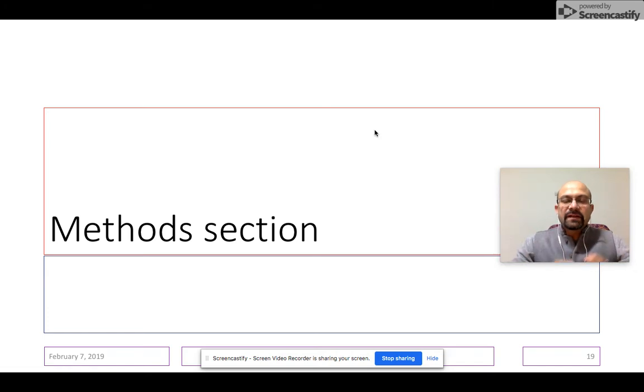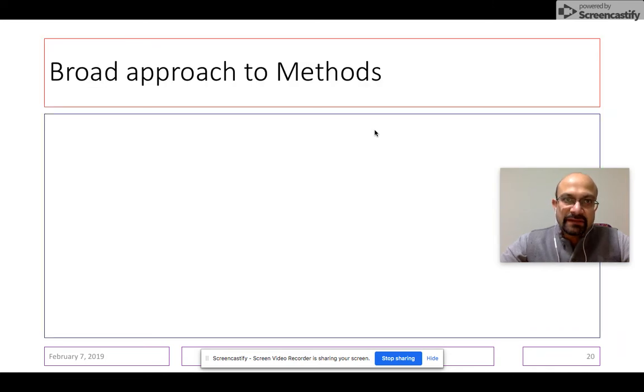So let's see, what does the methods section consist of? There are certain components of a good method section of an original article. So let's say, what is the broad approach to the methods of the article? You should include the study design. What was your study like? Was it a cohort study? Was it a cross-sectional study? Was it an experimental study? You should clearly state in your methods what was the study design.